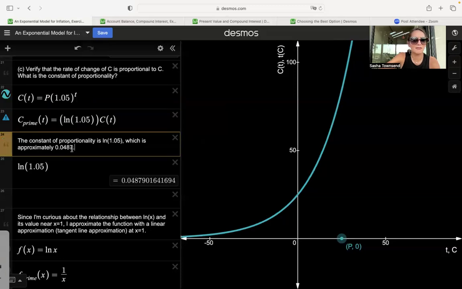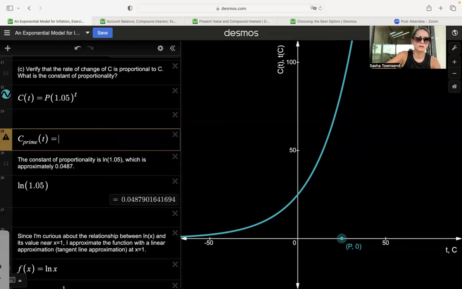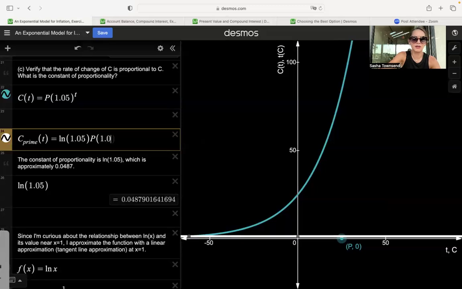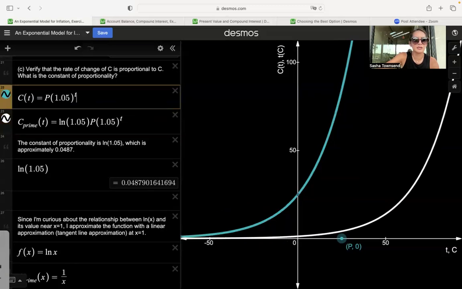So if we take the y values on this graph and we multiply by that natural log of 1.05, we're basically multiplying the y values by 5%, or 4.87% to be exact. I'm going to take that and then 1.05 to the t. Okay, so there's our c prime function.